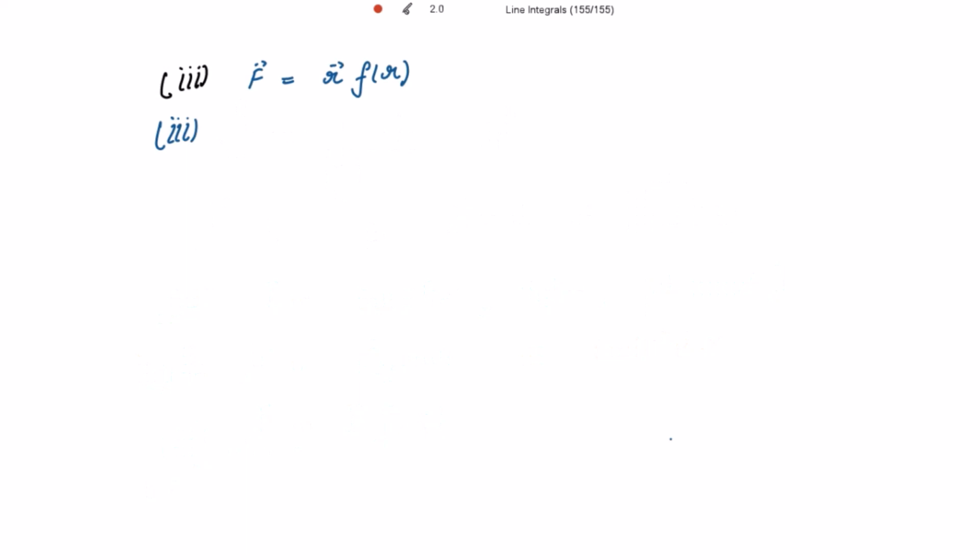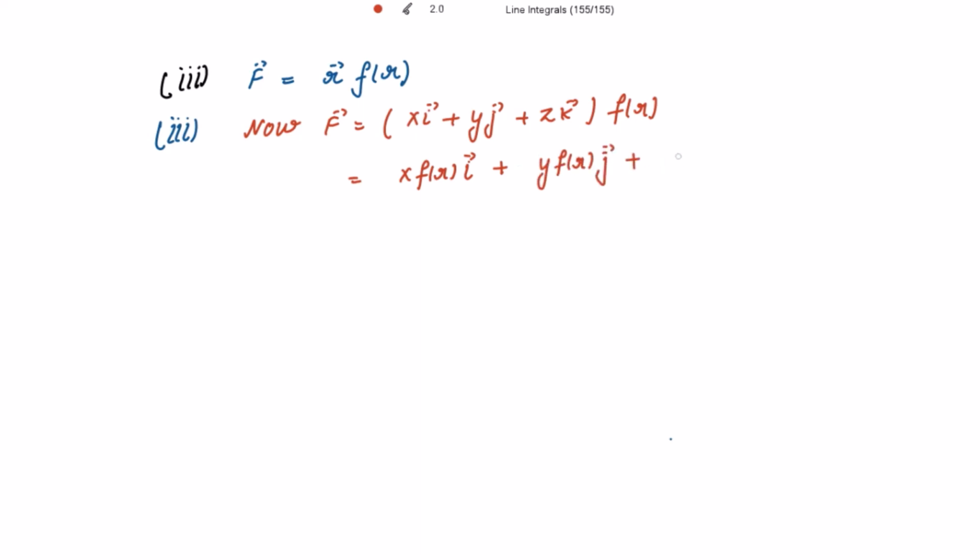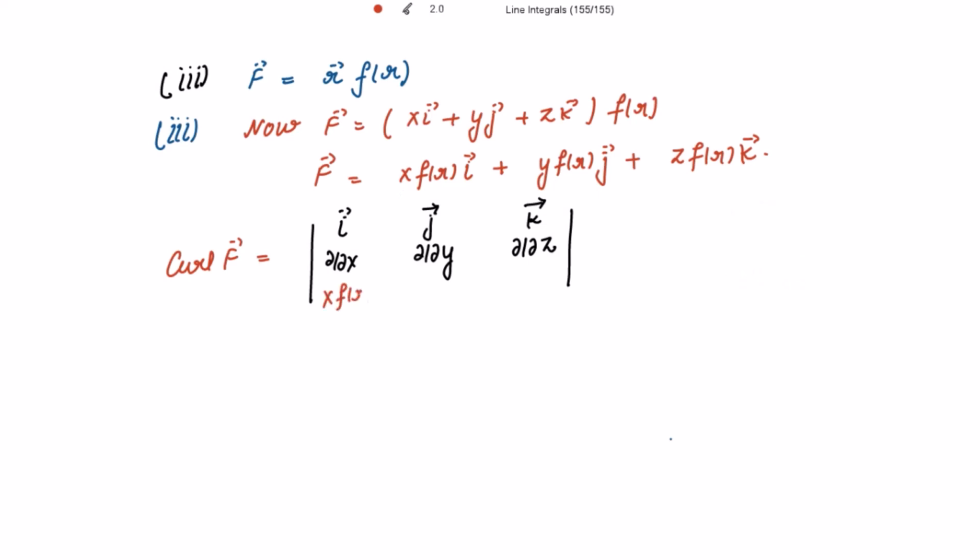So the third one is f vector equal to r vector into f(r), right? So here, f vector is equal to, writing r vector as x i vector plus y j vector plus z k vector, into f(r). So the components of f vector become x f(r) i vector plus y f(r) j vector plus z f(r) k vector. So let's calculate the curl of f vector. The components are x f(r), y f(r), and z f(r).